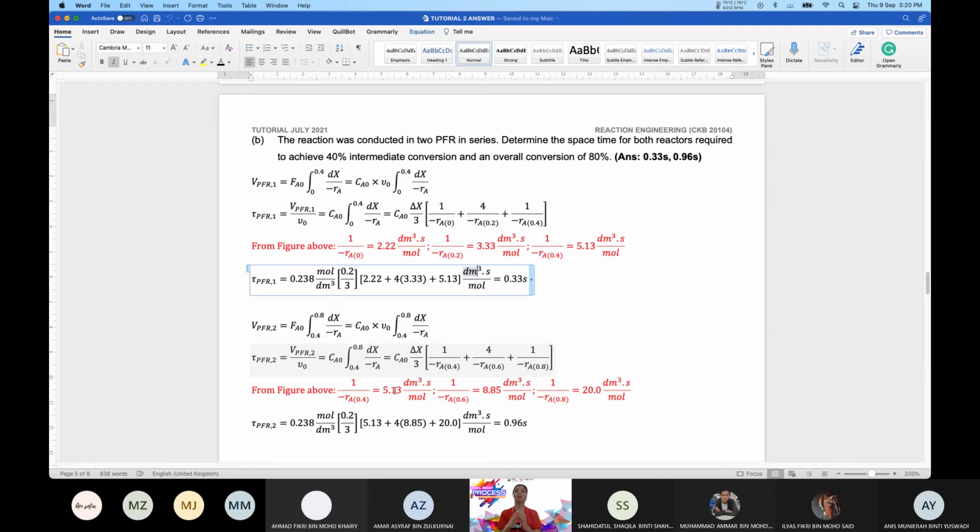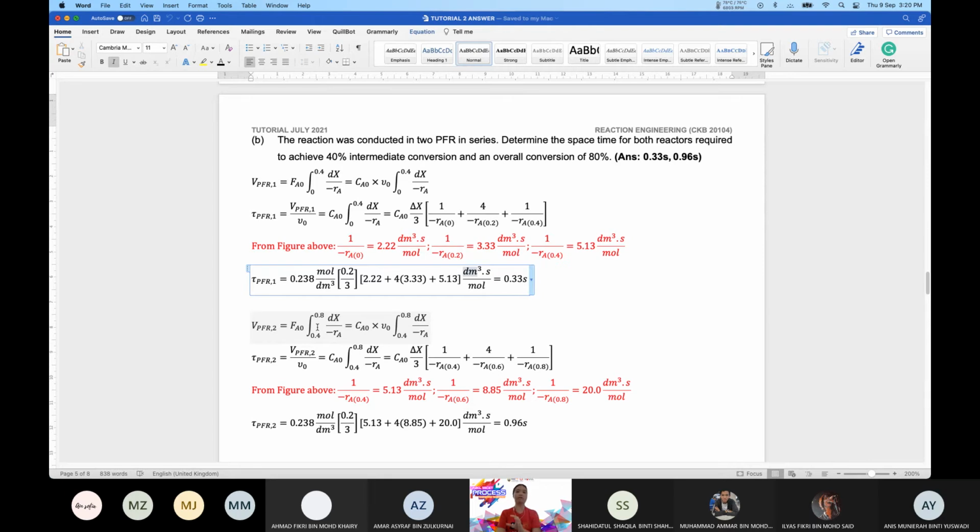So the second reactor, let us go to the second reactor. Again we want to find the space time for the second reactor. Why is it different? Because space time is volume over inlet volumetric flow rate. You know the volume changes, so the space time will definitely change. Again we start from the design equation. The volume of PFR2 equals FA0 times the integral; the second reactor converts from 0.4 to 0.8, so you write the integral from 0.4 to 0.8 of dX per minus RA.